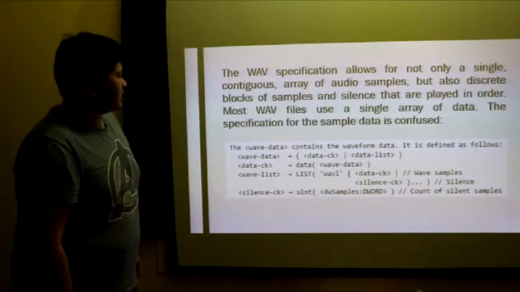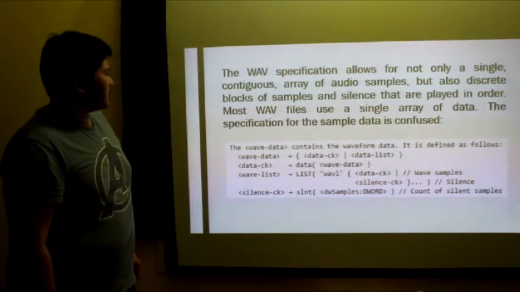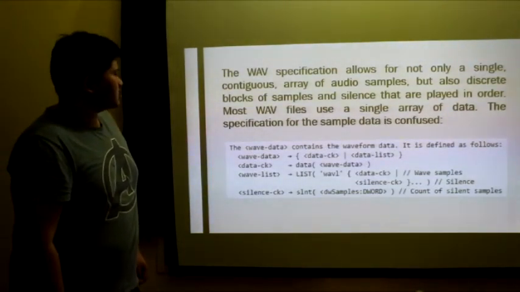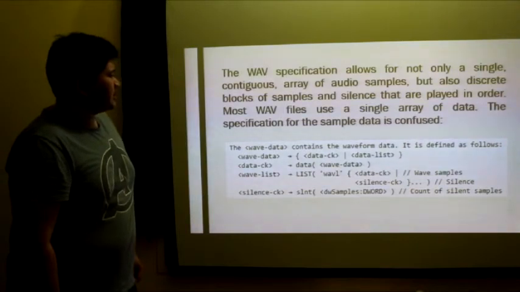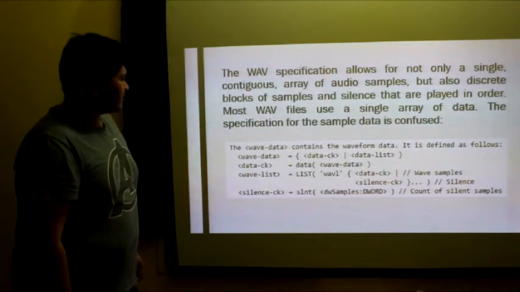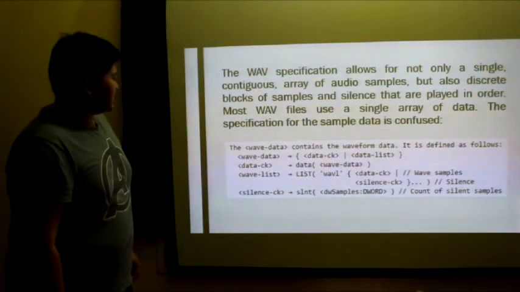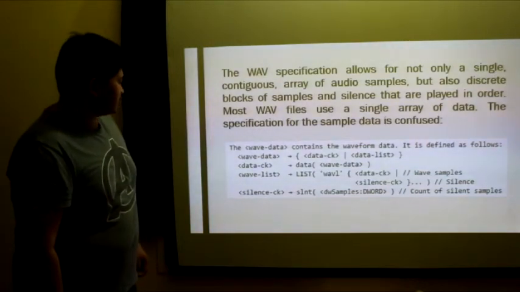The WAV specification allows for not only a single contiguous array of audio samples, but also discrete blocks of samples and silence that are played in order. Most WAV files use a single array of data. The specification for the sample data is confused.